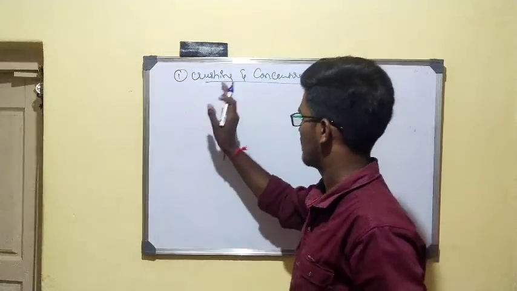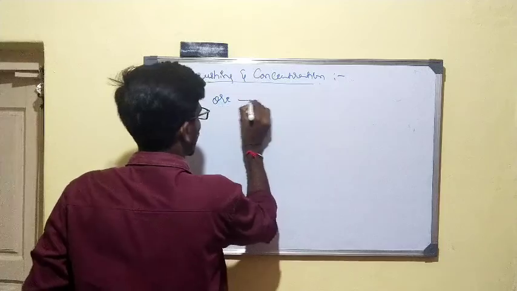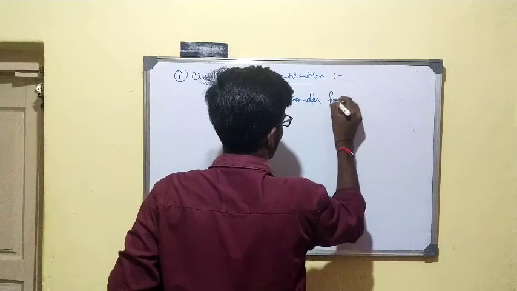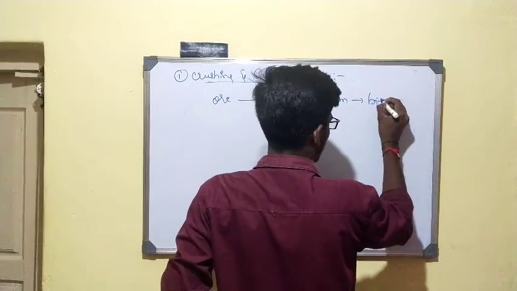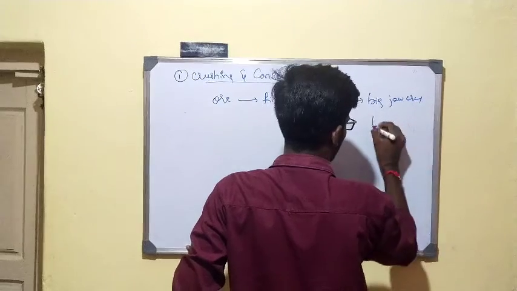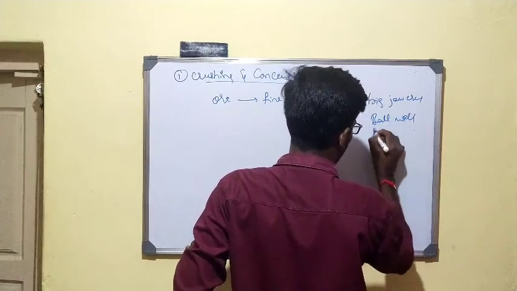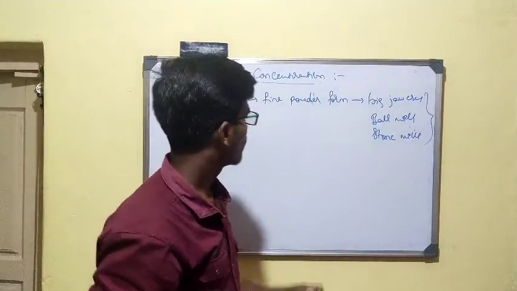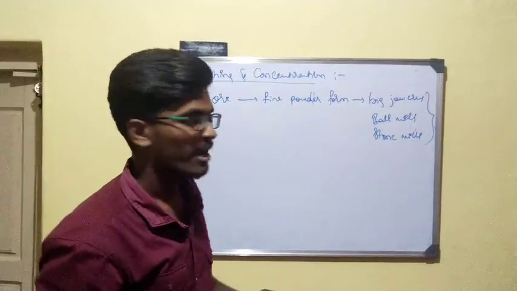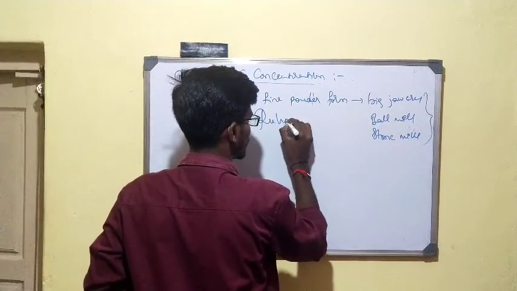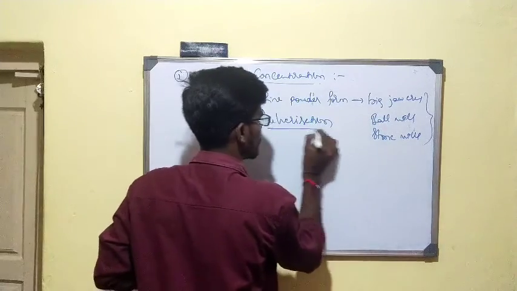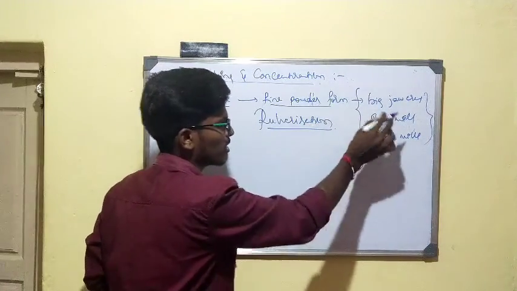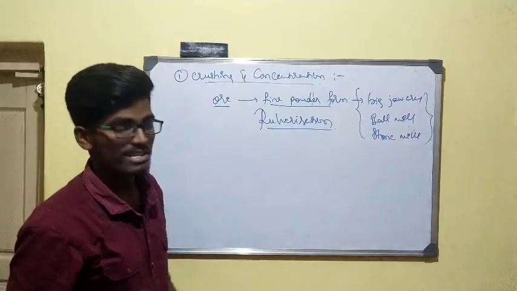As I told earlier in my previous video, if you have an ore, you have to convert it into a fine powder form. That is done by the big jaw crushers, the ball mills, or the stone mills. These are the machines we make use of to convert an ore into a fine powder form. That process, as I told in the earlier class, is pulverization. Pulverization is a process where you convert the ore into a fine powder form by using machines like big jaw crushers, ball mills, and stone mills.